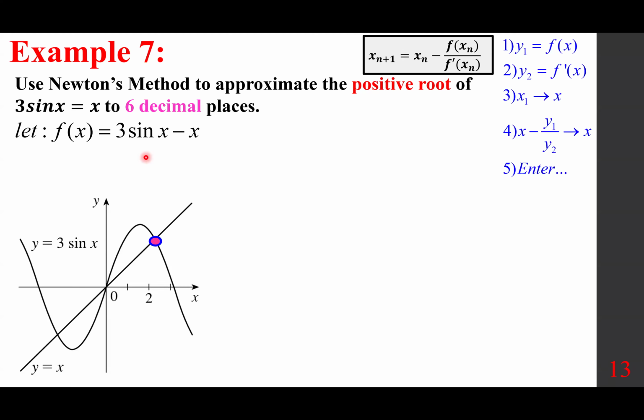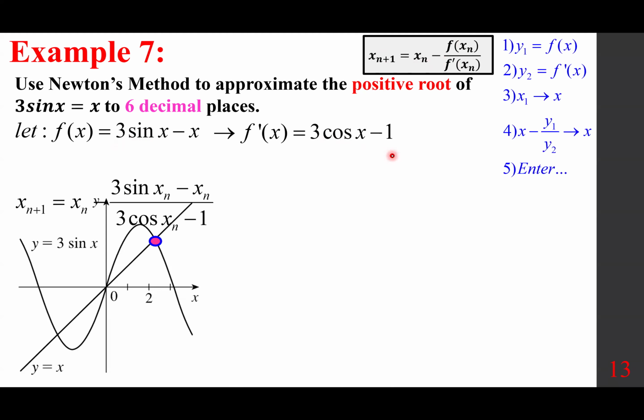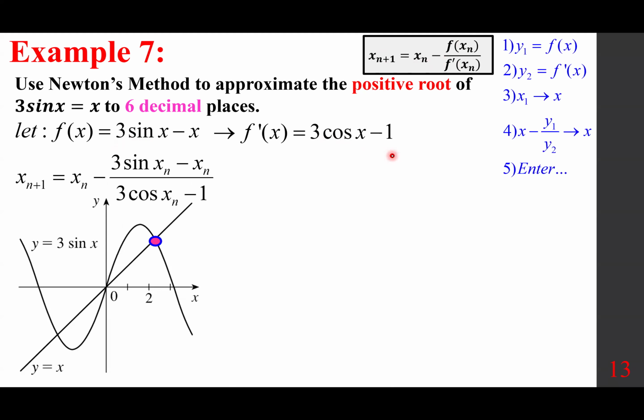So we need to differentiate. F prime of x would be 3 cosine x minus 1. And we're going to write x sub n plus 1 is x sub n minus f of x sub n, this one, 3 sine of x sub n minus x sub n, over f prime, this one, 3 cosine x sub n minus 1. So that's the general form. And so we are going to write x sub 2 is x sub 1 minus 3 sine x sub 1 minus x sub 1 over 3 cosine x sub 1 minus 1.